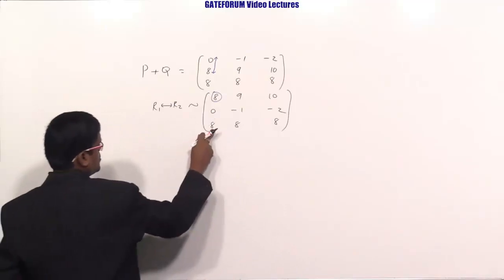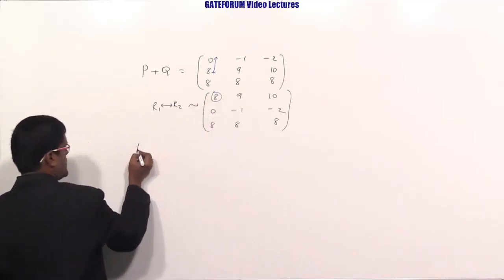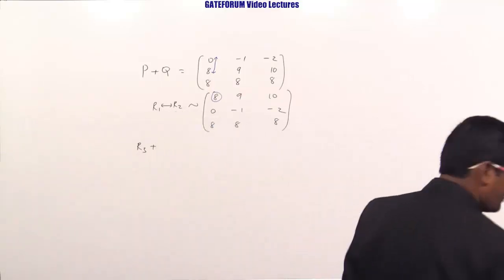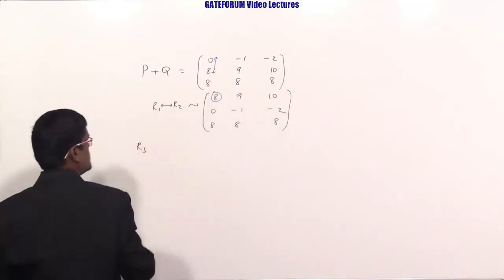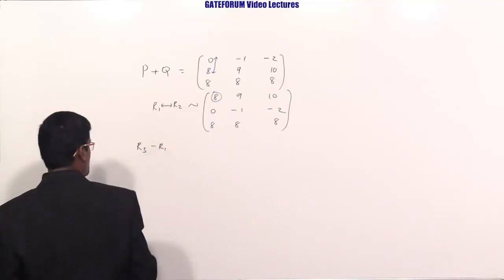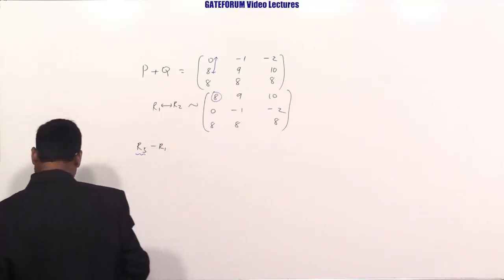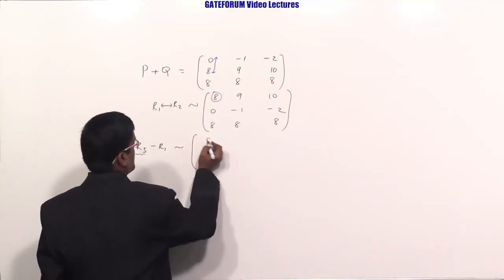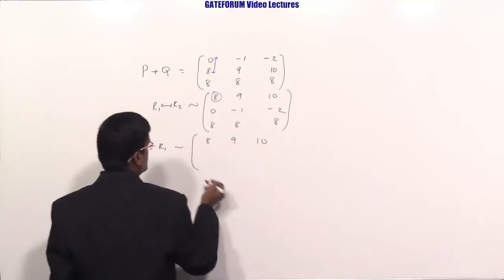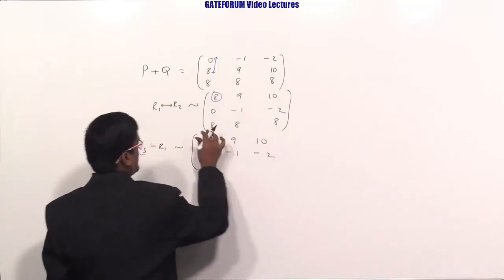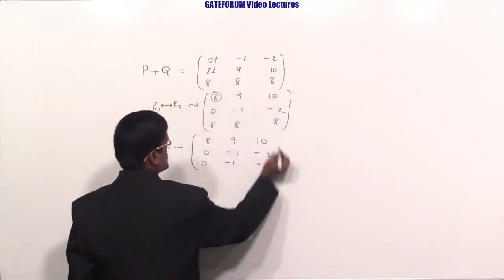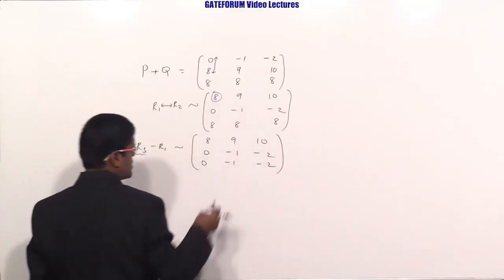We should make the elements below it 0, that is R3 with R1 row operation. Apply R3 minus R1. So only R3 changes. Equivalent to 8, 9, 10, first row same, second row same. 8 minus 8, 0. 8 minus 9, minus 1. 8 minus 10, minus 2. Now first row completed, come to the second row.